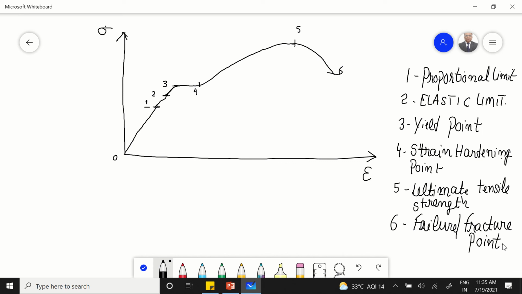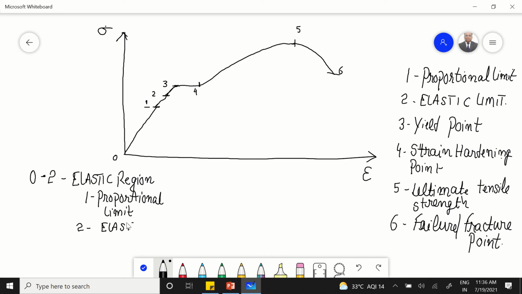Okay, so first let us talk about points from 0 to 1. From 0 to 2, this total region we call the elastic region, and this elastic region consists of 2 points. Point number 1 we call the proportional limit, and point number 2 we call the elastic limit.